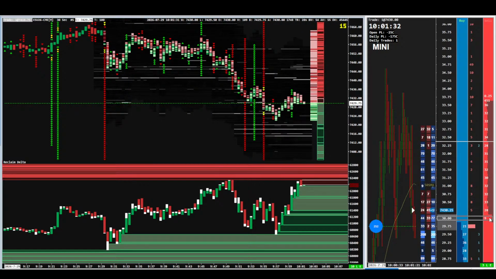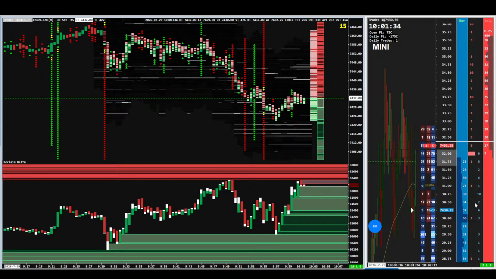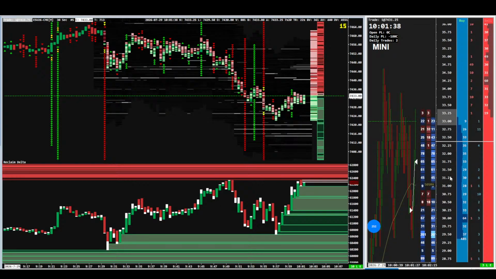See if they defend this 29 level. I've got a 30-25 long. I'm going to take it off here at 31.75 for the slip range.